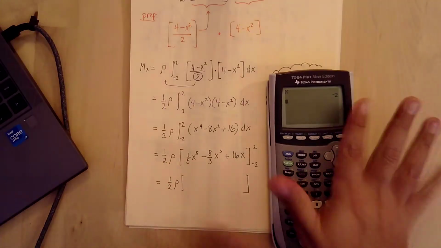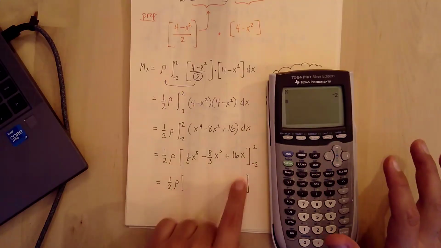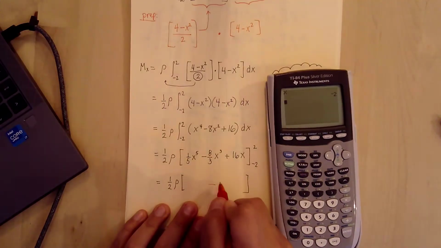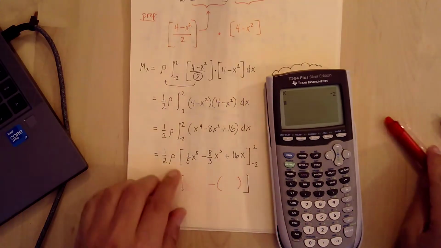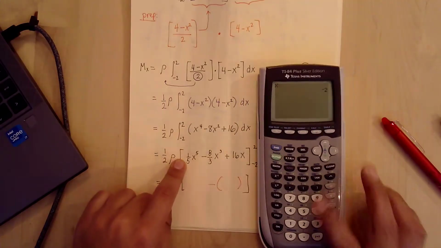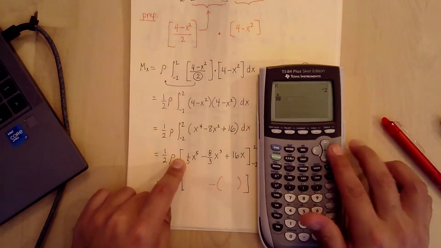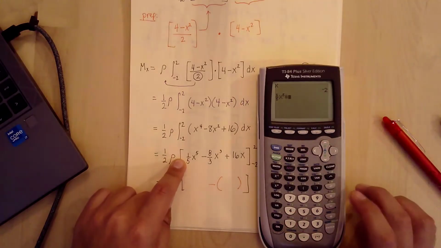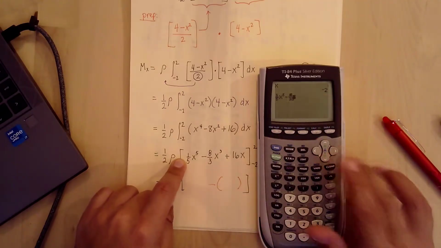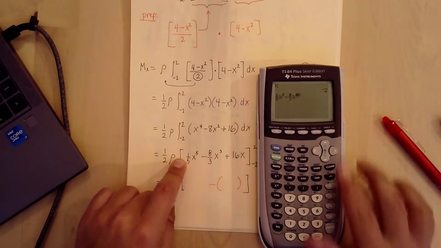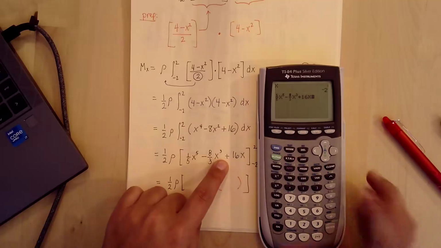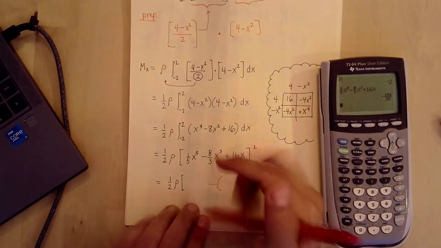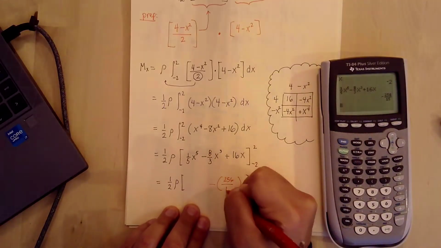So if you want to go ahead and use -2 here, we're going to have to evaluate that anyway. We'll just put that in the back, minus that. So here you might set up as minus something. And we'll just type in this function since we're using -2. 1/5 x to the fifth minus 8/3 x to the third plus 16x. And that equals -256 over 15.